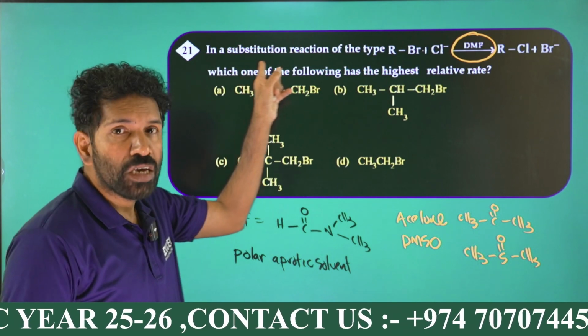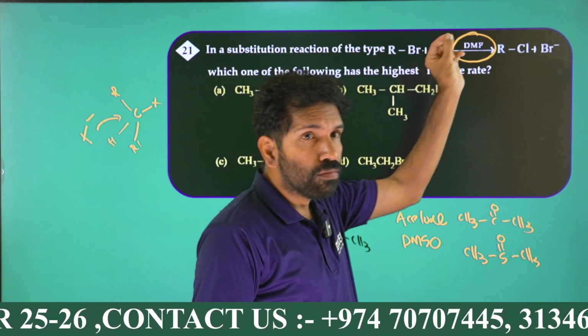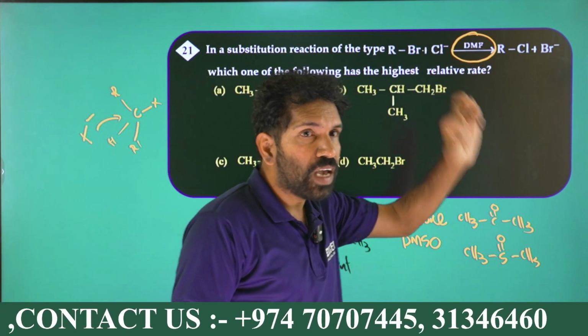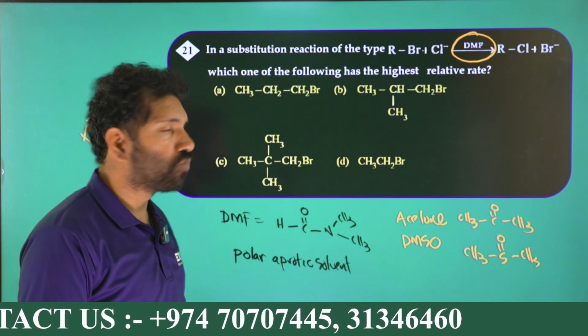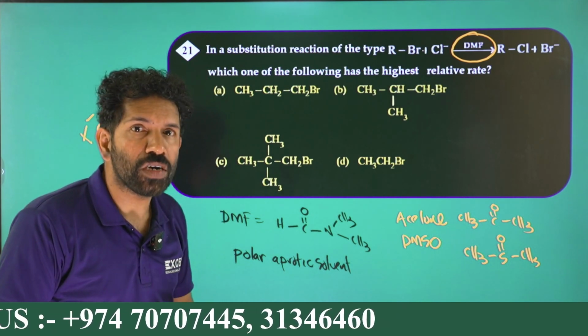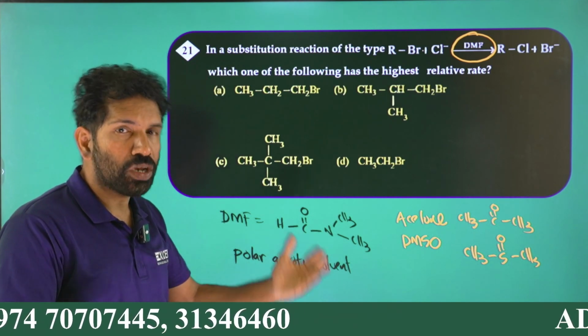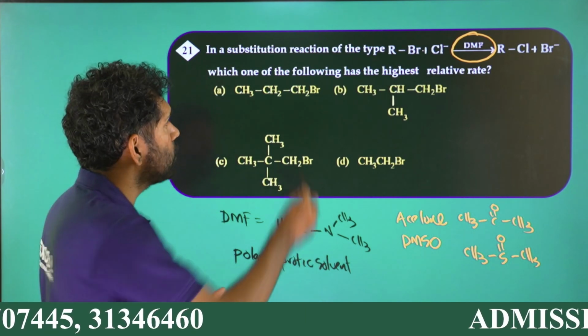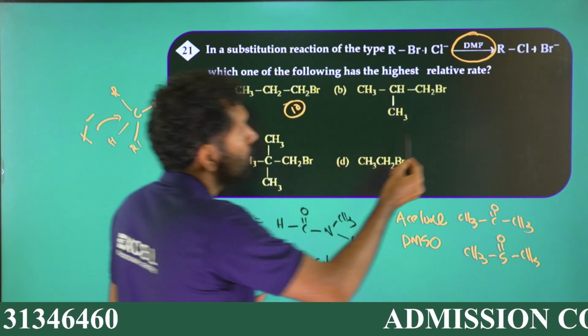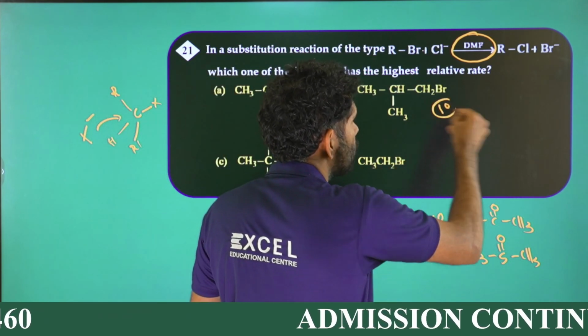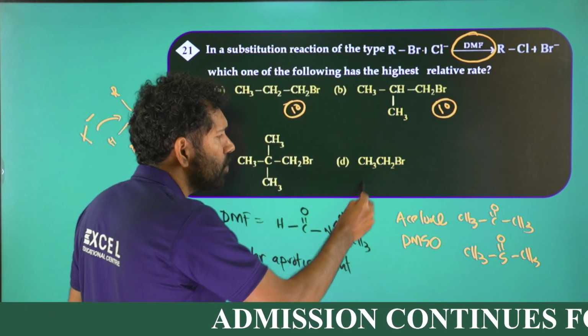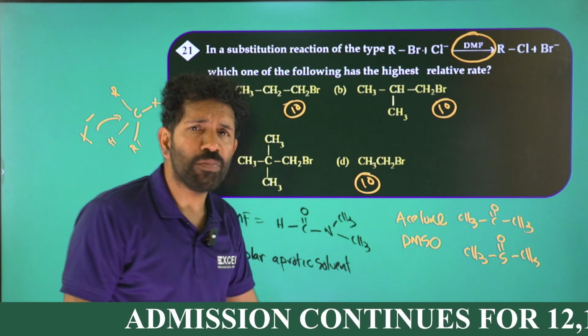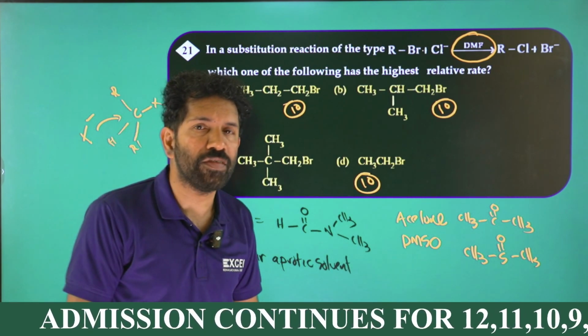So now tell me, which of the following is more reactive towards SN2? SN2 more reactive is primary. So this is primary. This is also primary with a branch. This is primary with less number of carbon. If you have so many primary, which is the most reactive in SN2?